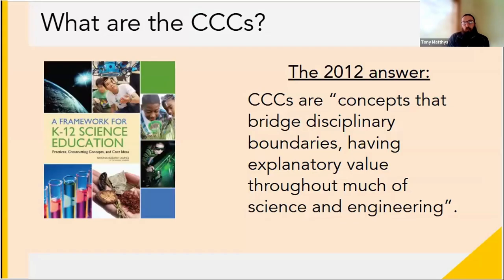So back in 2012, when they wrote the framework for K-12 science education, which is sort of the document which NGSS is built off of, CCCs were listed as concepts that bridge disciplinary boundaries, having explanatory value throughout much of science and engineering. And at least in my experience, that was one of those things that you read in a book and say, oh, that makes a lot of sense. We're going to use this. And then you go to try to do it and the wheels fall off. It's really hard to do. And I think that's where it becomes really sort of abstract. And how do you do this? And what does it mean to be crossing boundaries? It was tricky.